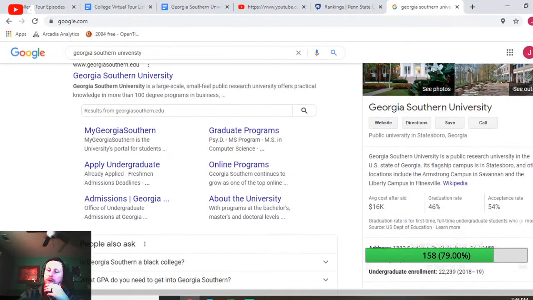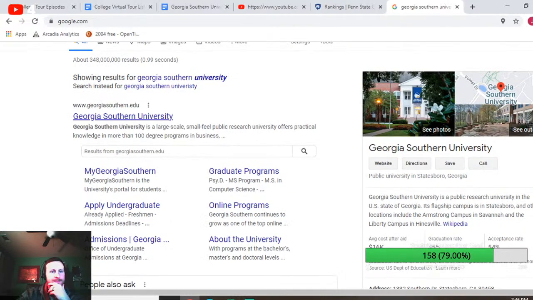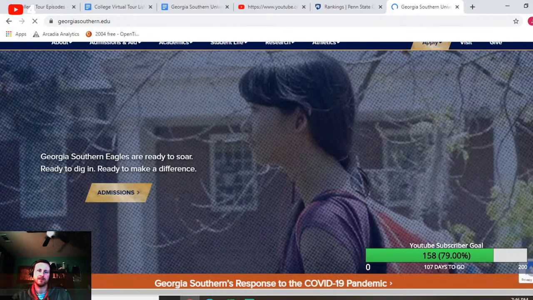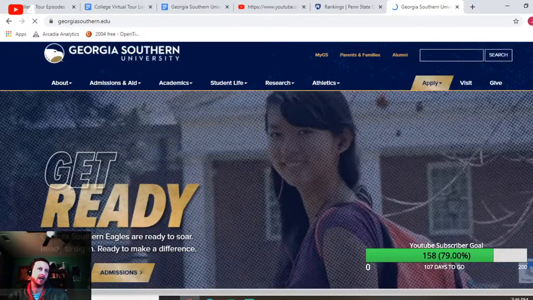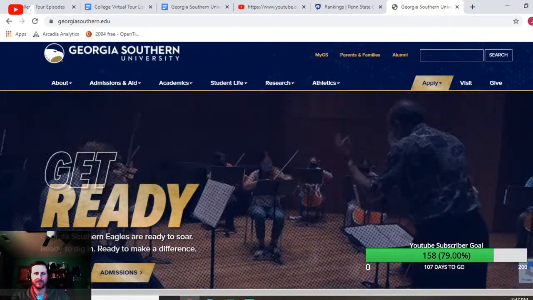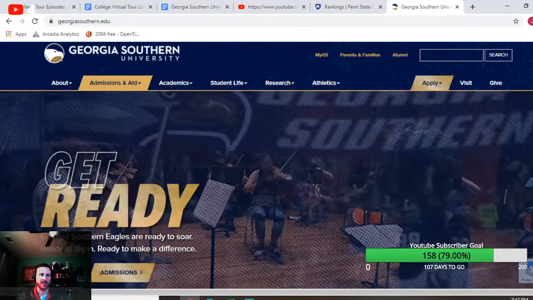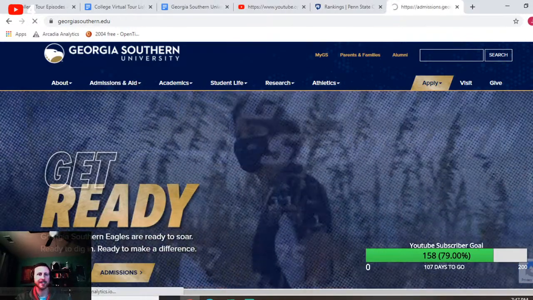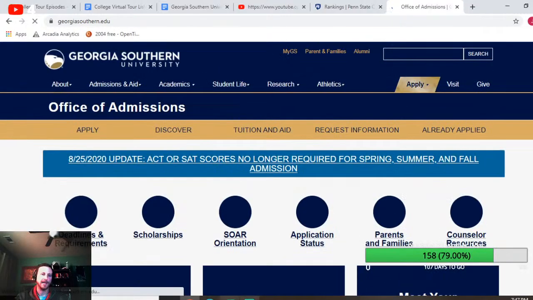Okay, so wow, I can't believe that. Like 54% acceptance rate. I can't buy that. I just don't buy that they would be more selective than say Penn State, you know? Just doesn't make any sense. Let's go to undergraduate admissions here. Let's see what stuff we got.